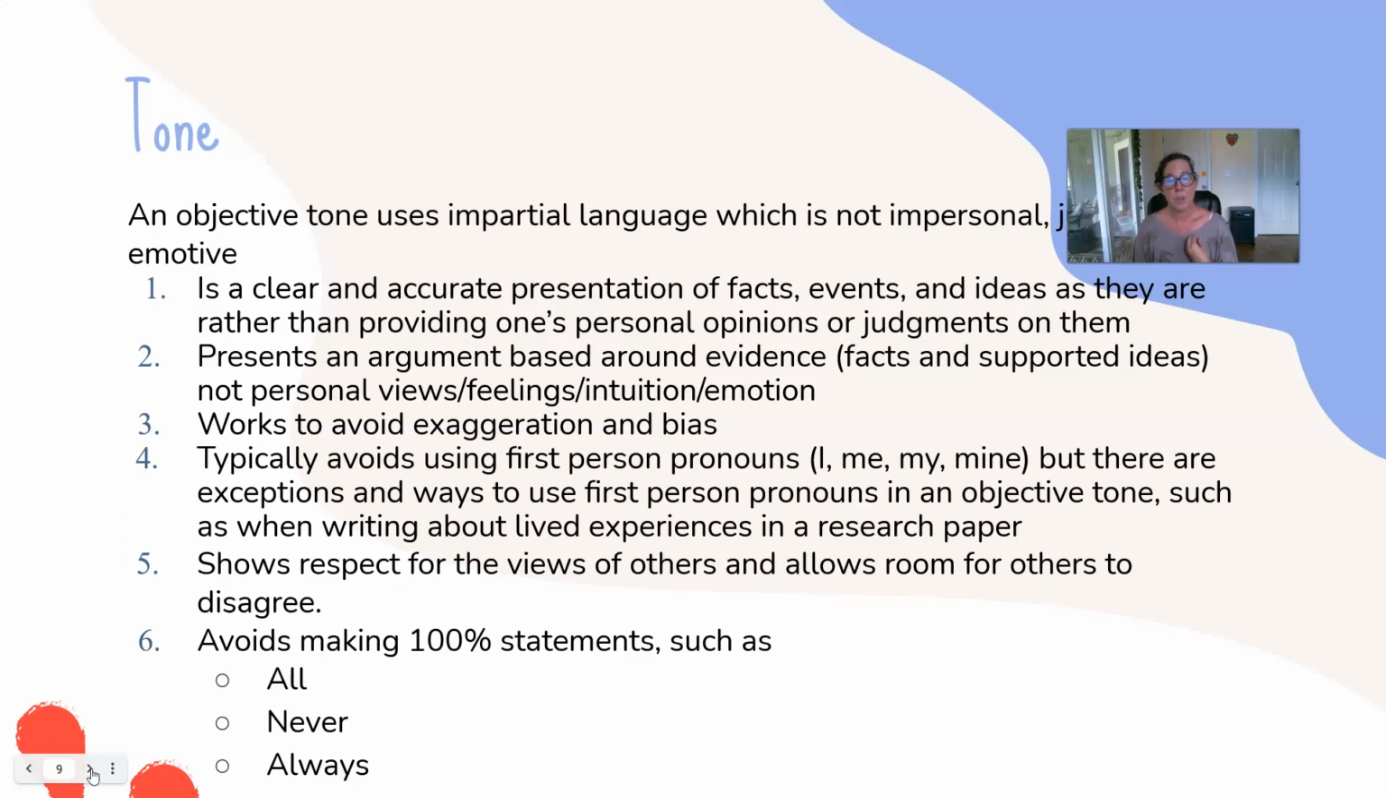It also works to avoid exaggeration and bias, typically avoids using first person, which I mentioned previously, but of course, again, there are exceptions and ways to use first person in an academic tone. Again, such as when you are writing about lived experiences, for example, in a research paper. And an academic tone shows respect for the views of others and allows room for others to disagree. With an academic tone, we want to avoid making 100% statements like all, never, always, because it's rarely the case we can say something is always one way or never one way.